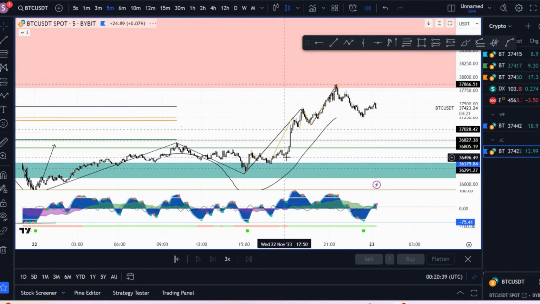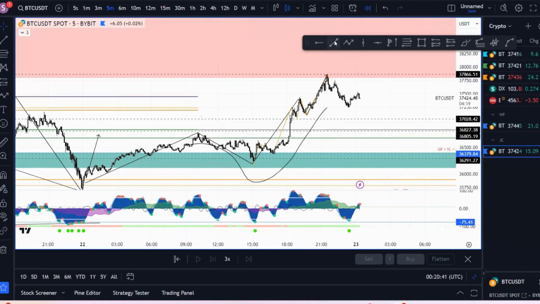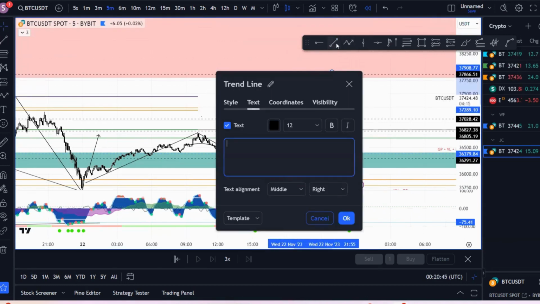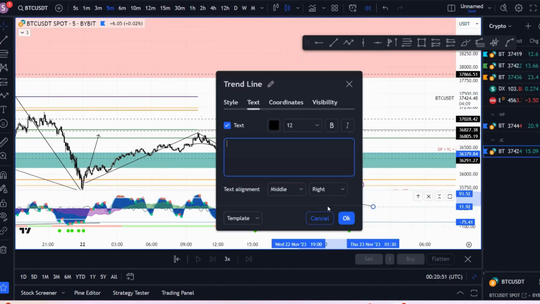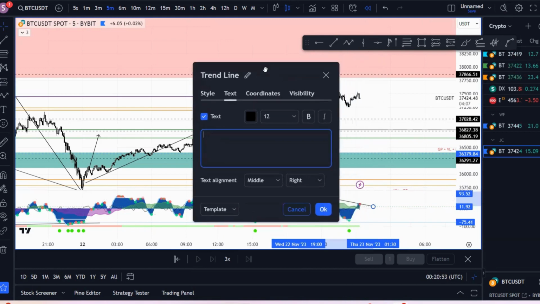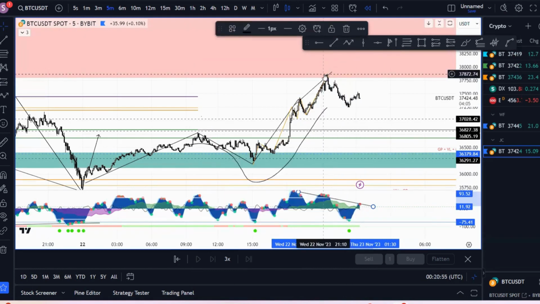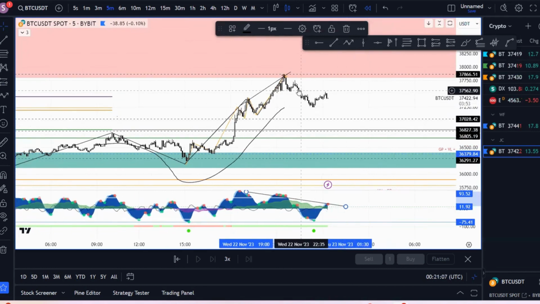Let's see if we've got any divergences. We do have a 5 minute divergence. We can see that as price goes up into our level, momentum is going down, and money flow is also going down. So this is an indication that there may potentially be a reversal at this level. We're not entirely sure whether it's begun yet, but Market Cipher says there may potentially be a reversal soon.